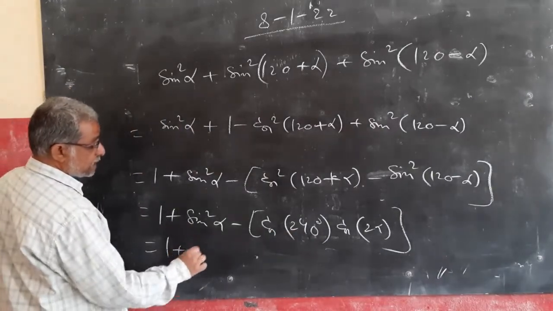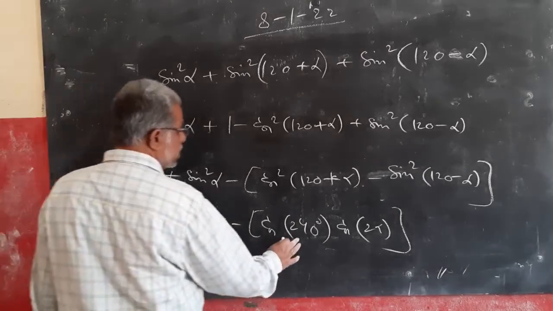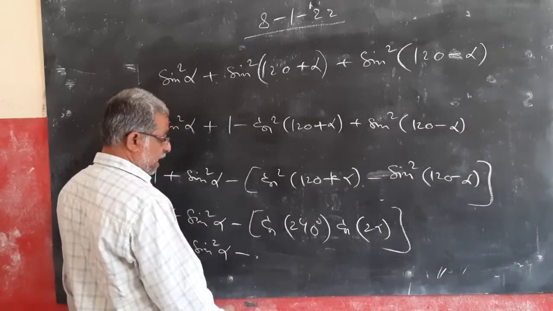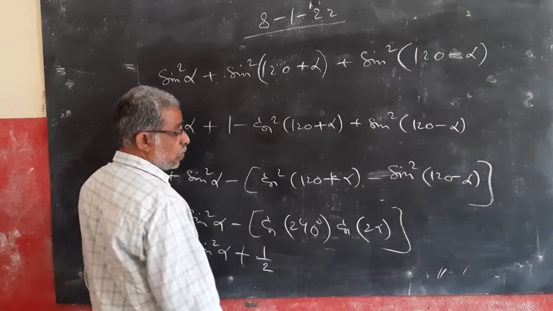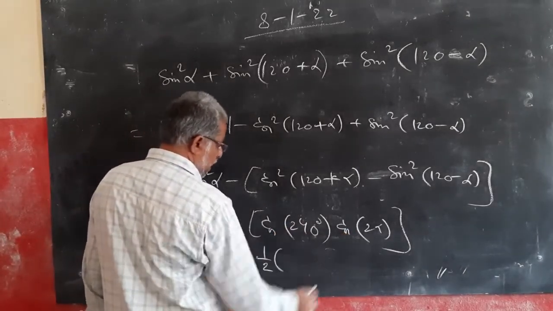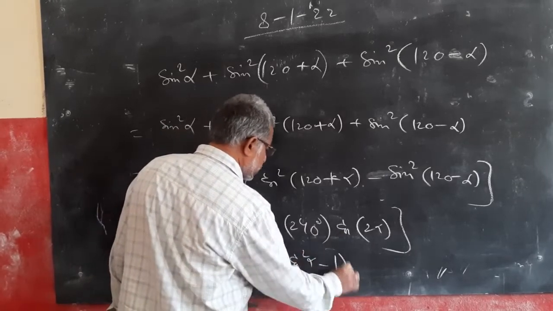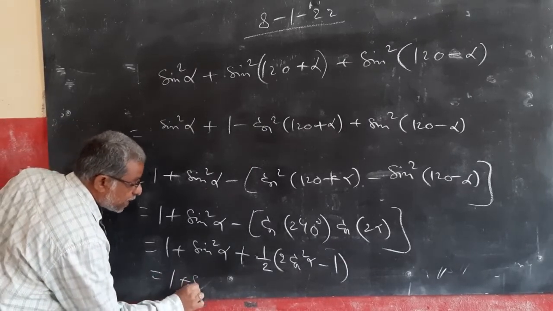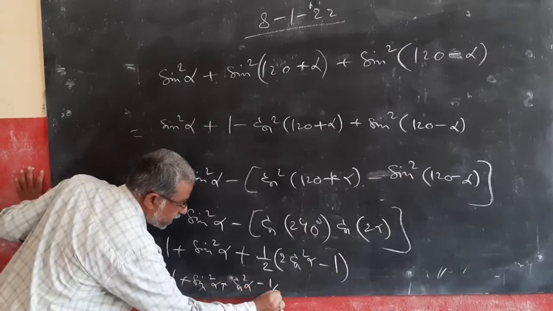So it becomes 1 plus sin square alpha minus cos 240, which means 180 plus 60. So cos of 180 plus theta is minus cos theta, which becomes cos 60, 1 by 2, into minus of minus plus 1 by 2 into cos 2 alpha. Cos 2 alpha I can write as 2 cos square alpha minus 1. If I open the brackets, the result is 1 plus sin square alpha plus cos square alpha minus 1 by 2.